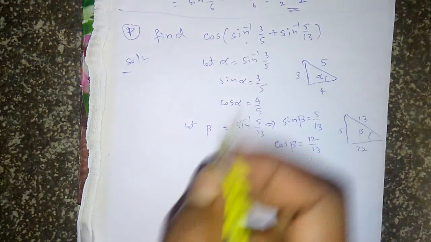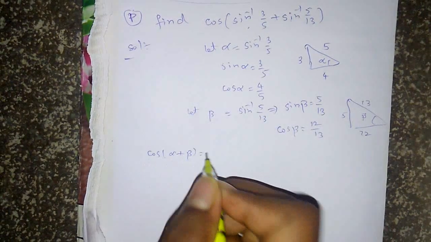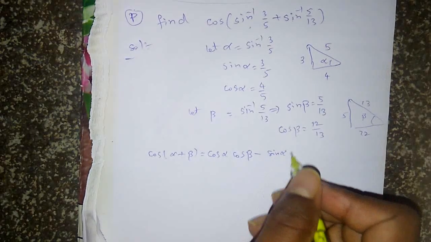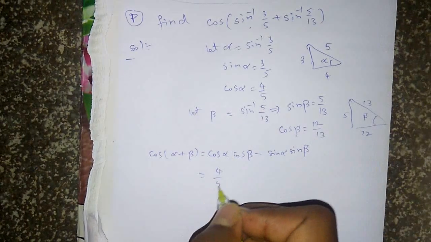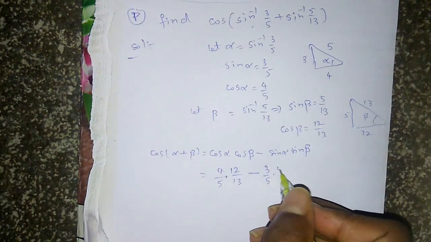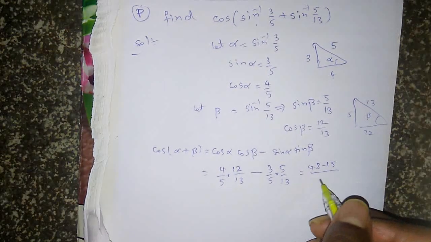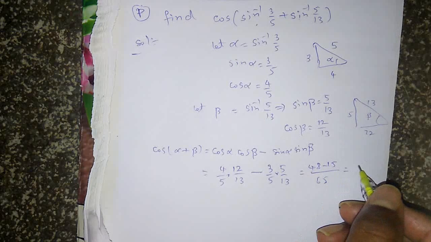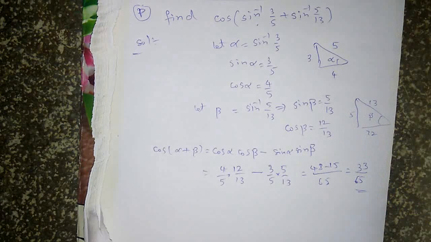Now this will be cos of alpha plus beta, that is cos alpha cos beta minus sin alpha sin beta, that is 4 by 5 into 12 by 13 minus 3 by 5 into 5 by 13, that is 48 minus 15 by 65, that is 48 minus 15 is 33, so 33 by 65. That is the value of the given.